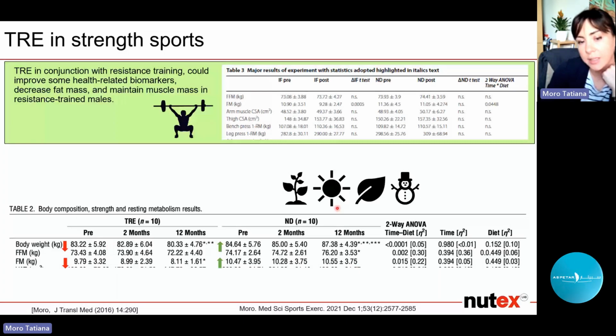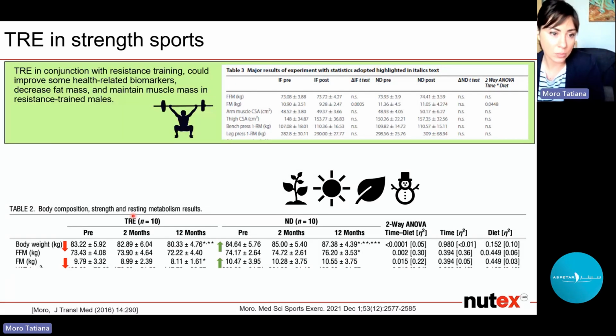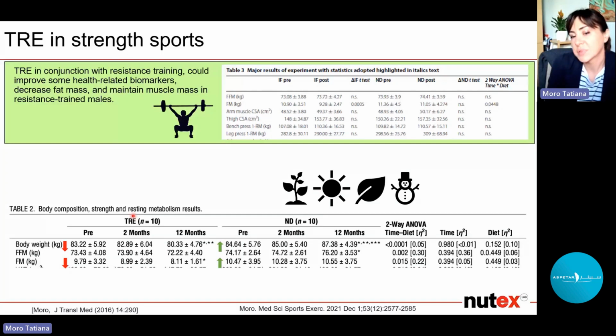But if you look at the effect of the normal diet in these athletes that were, of course, keeping training, their muscle mass in 12 months increased by about 2 kilos, which means that with the time-restricted eating protocol, we are not really losing muscle mass, but we are not able to gain extra muscle mass, which for some athletes can be, of course, not ideal. On the other side, fat mass kept reducing, while with a normal diet, it stayed basically always the same.